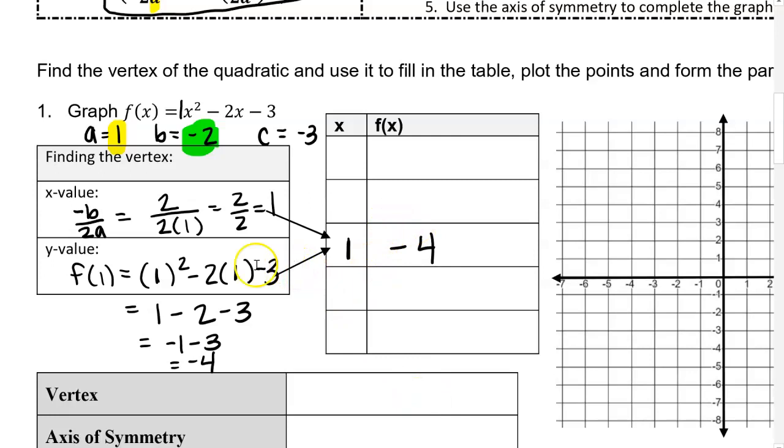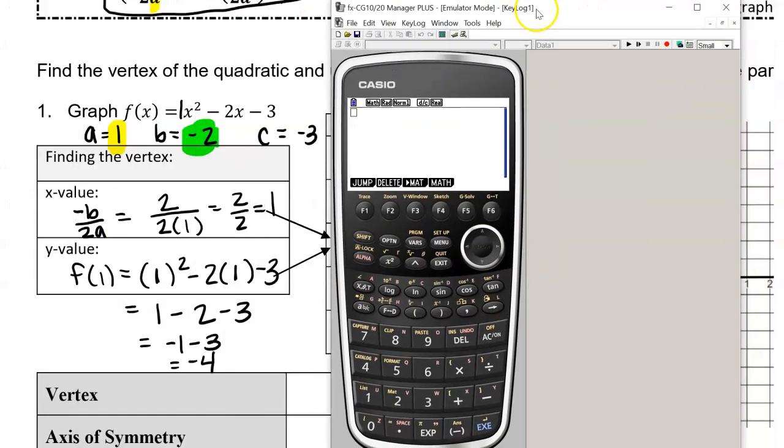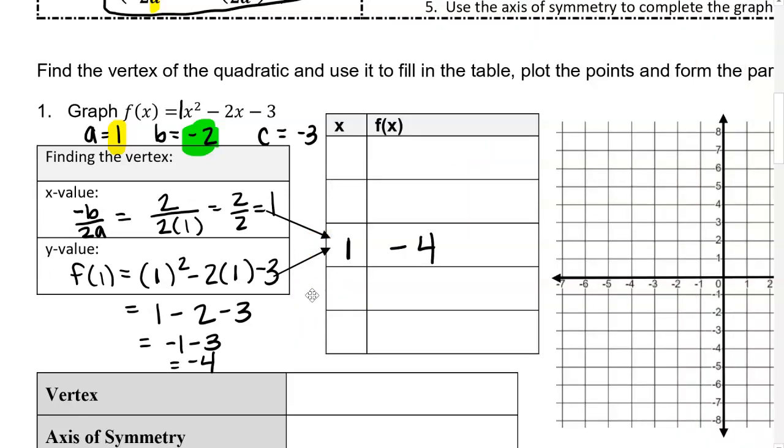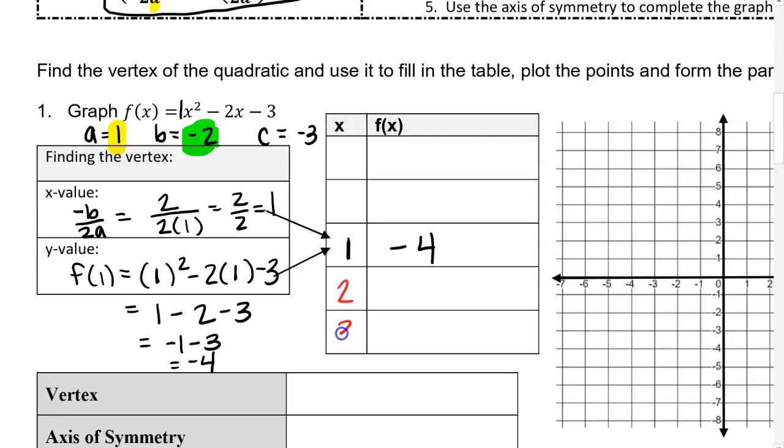Again, don't feel like you have to do this mental math. If you are struggling, please use your calculator and use parentheses accordingly. So we can do parentheses 1 squared minus 2 times 1. Notice I put all my values in parentheses, and I get negative 4. Now, just like when we graphed in vertex form, we are going to pick two numbers that are bigger than 1 and two numbers that are smaller than 1.